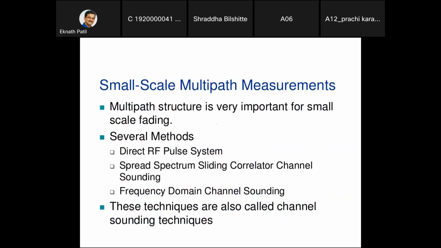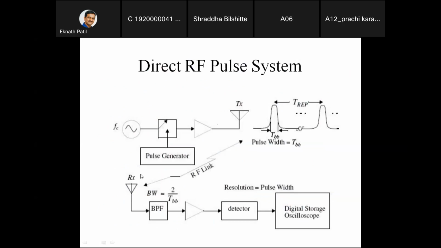मल्टीपाथ स्ट्रक्चर आता प्रत्येक केसमध्ये आपल्याला काय माहित नसणार आहे मल्टीपाथ स्ट्रक्चर कसं असेल, पण we can take cognizance, or we can say take a survey, and from that particular survey, normally what type of structure is there, that can be represented in case of the multipath structures. So several methods are there. Direct RF pulse system is the one thing. Second thing is the spread spectrum sliding correlated sounding channel, and the frequency domain. These techniques are also called this thing.